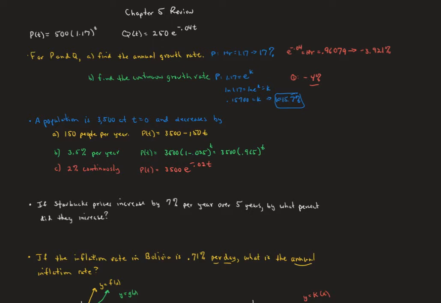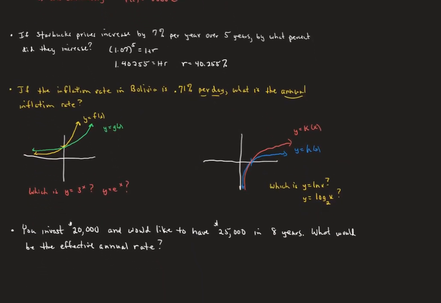Okay, if Starbucks prices increase by 7% per year over 5 years, by what percent do they increase? So if they're increasing by 7% per year, that makes that 1.07 raised to the 5th, and we want to know what value of r that is over that 5-year period. So I'm taking 1.07 raised to the 5th, and that looks like 1.40255. And so that means that the percent is going to be 40.255% over that 5 years.